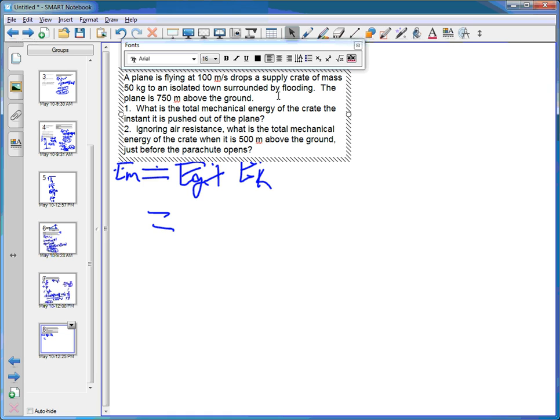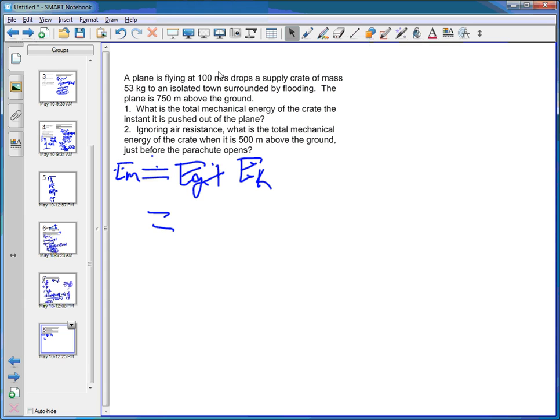So a plane flying 100 meters per second drops a supply crate of mass 53 kilograms to an isolated town surrounded by the flooding. The plane is 750 meters above the ground. What is the total mechanical energy of the crate the instant it is pushed out of the plane? Okay, now we can calculate. EM equals mgh plus 1/2 mv squared.